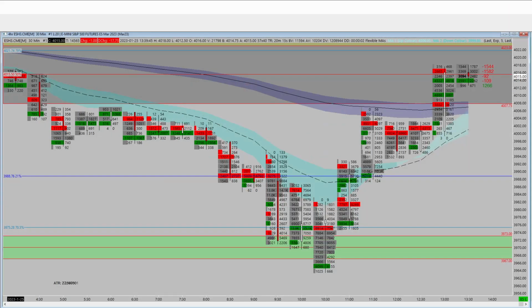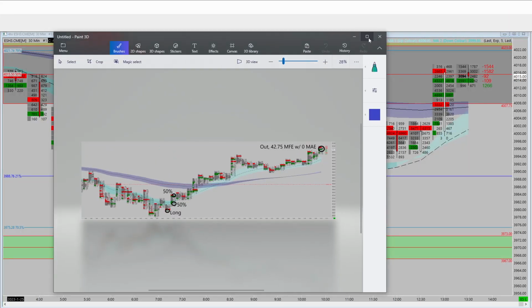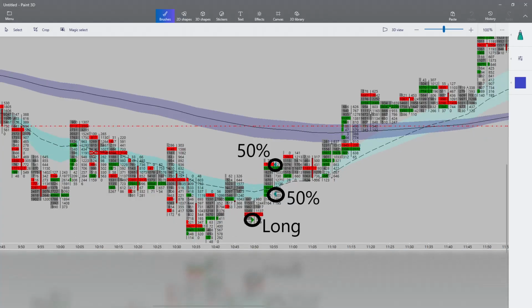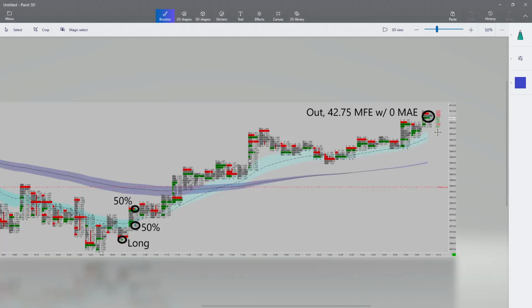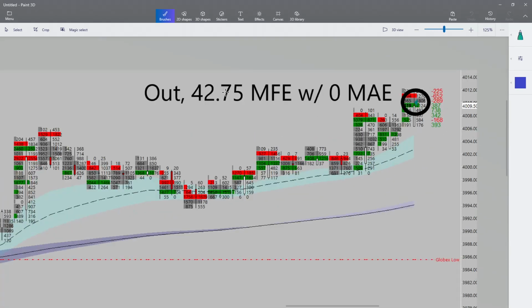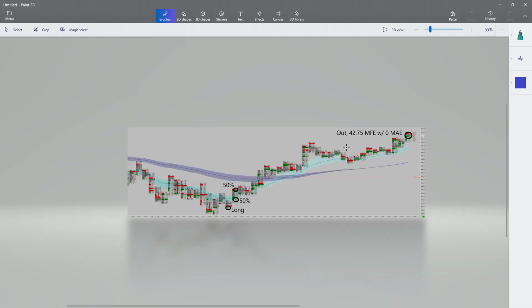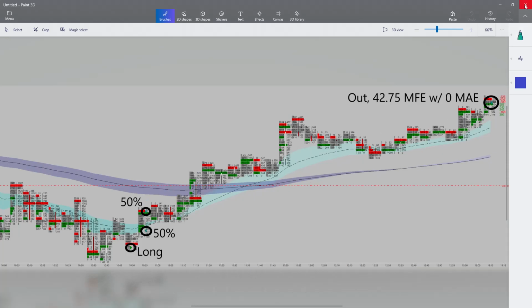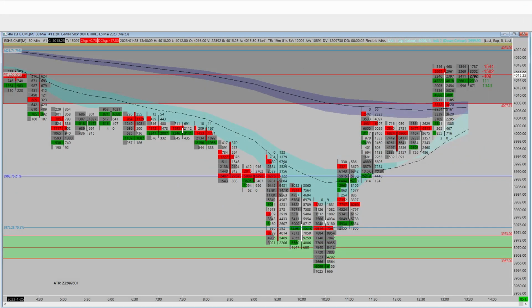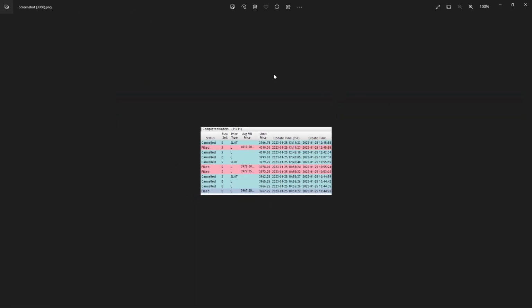I'll get rid of this. Here's a 5-minute footprint chart of the entire trade, right? No trade, waiting, long 50%, 50%, and all out at 40-10. So it was 42, almost 43 points right there for my runners. I wasn't the only one to take that. A trader in the room also took it, and they went all out at 5 points.